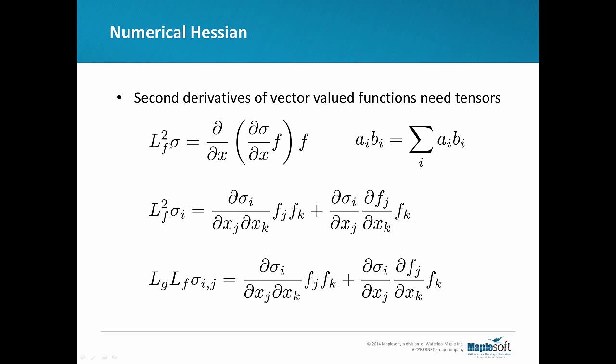But where things get really complicated is when you need these second order Lie derivatives. So there's LF2 sigma and LGLF sigma. These involve a Hessian, which is really a third order tensor. You have the derivative of the ith element of sigma with respect to the jth element of x, and with respect to the kth element of x. And so it just gets complicated.